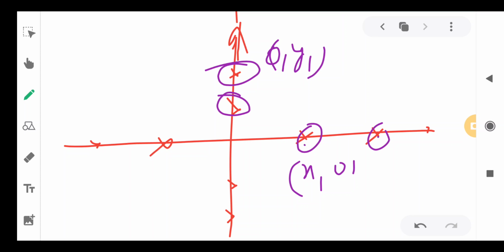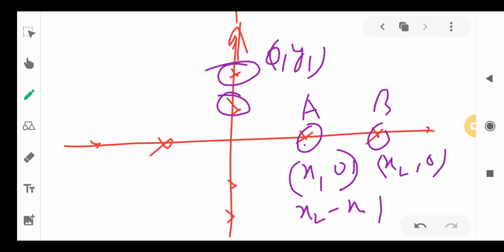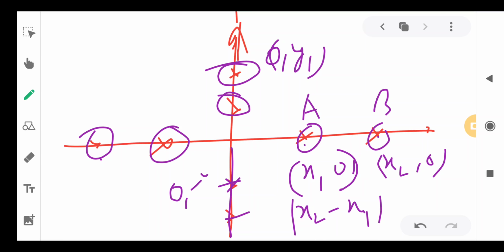Suppose this is A and this is B. This point is x1, 0, and this will be x2, 0. What is the distance between them? x2 minus x1 modulus. On this side, negative numbers will come, therefore we put modulus and it becomes positive. Similarly here it is all negative numbers. This is of the form 0 comma y1. Here, what is this point? 0 comma minus y1. Here also minus x2 comma 0, like this. This is what we have to find.